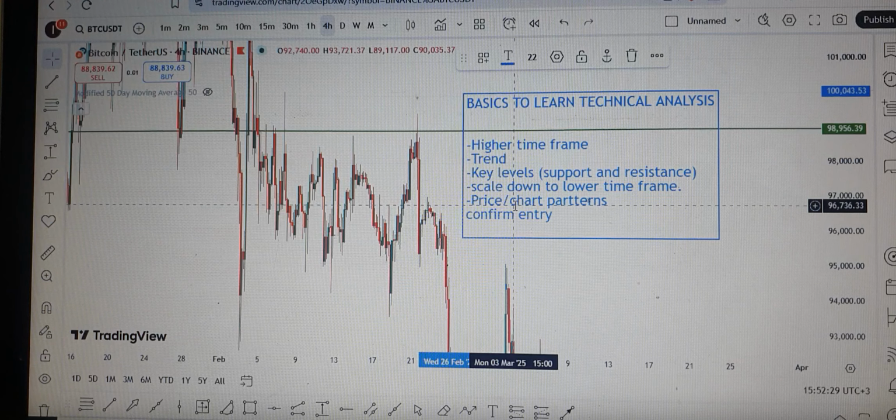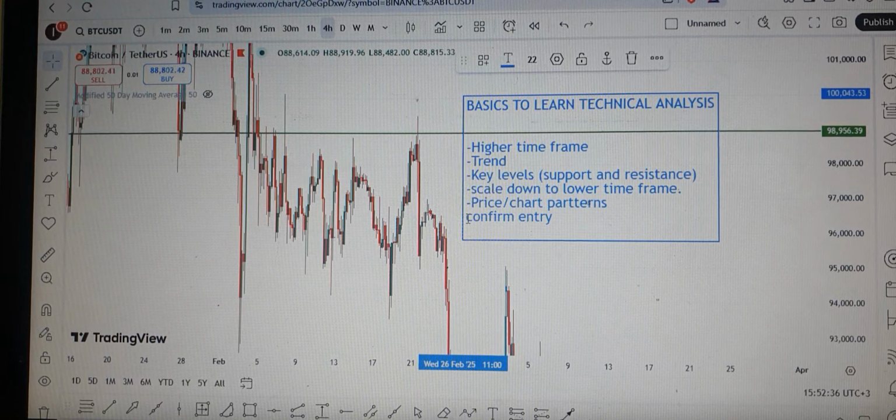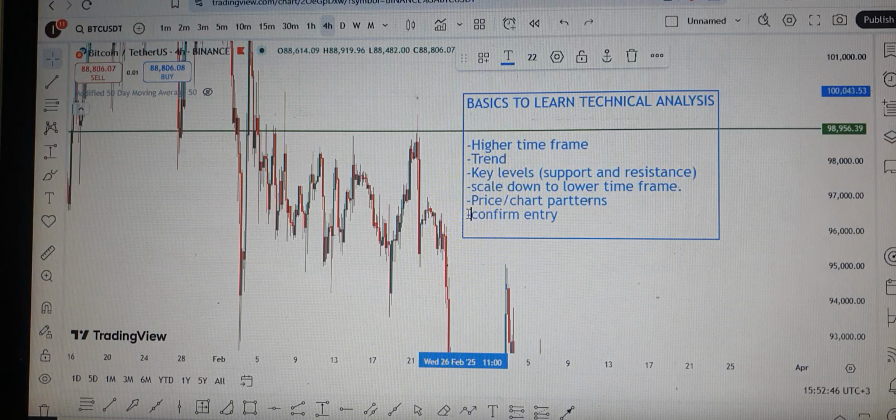Then we go to the last part, which is to confirm your entry. Confirm your entry means you have your own way of confirming a trade. Some people can use candlestick patterns. Yes, some people can use breakouts. Some people can use any other thing that they use to confirm and enter. Confirm your entry means now you're placing that order exactly at that very moment.